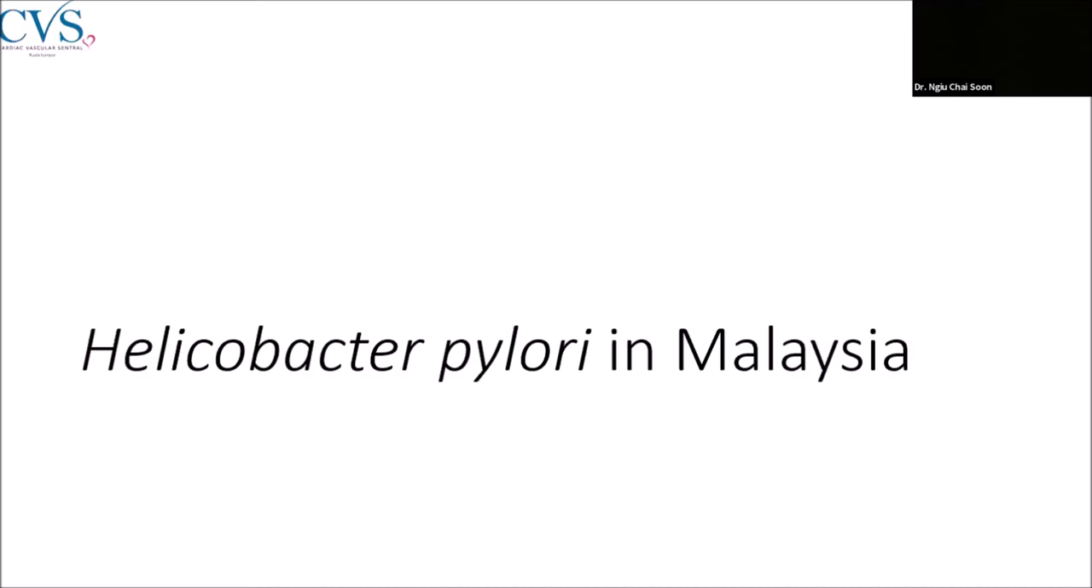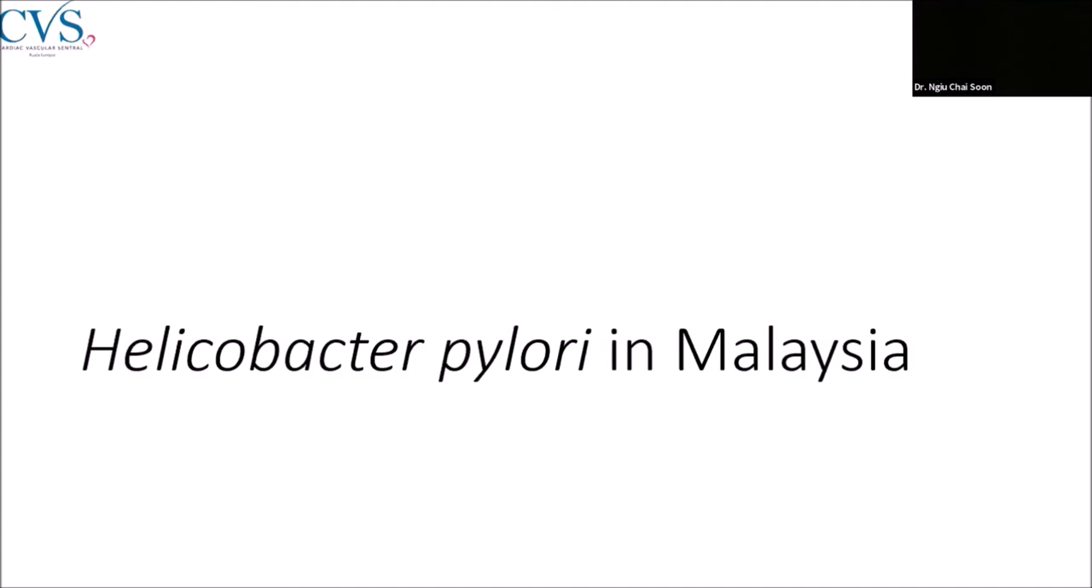So how about the epidemiology of H. pylori in Malaysia? If you can see the graph here, for the past 20 years the incidence of Helicobacter pylori in Malaysia has been reducing, okay? We can see that back in the early 90s, the incidence of H. pylori was around 51%, and then the prevalence dropped to 11% in the late 2010s.